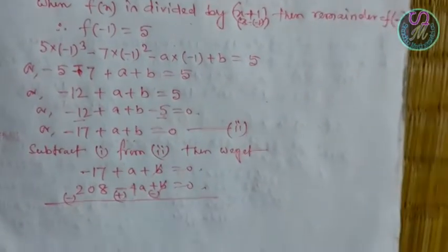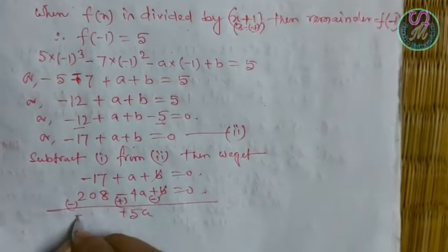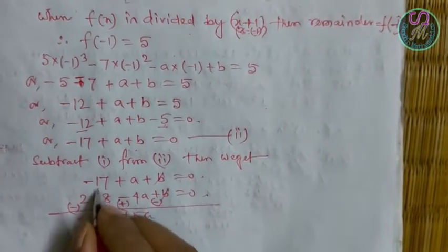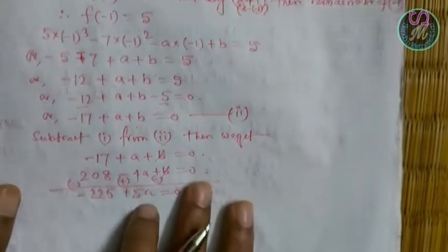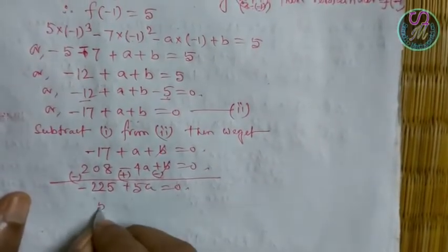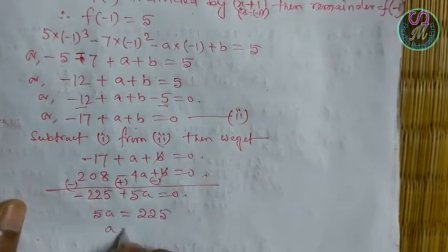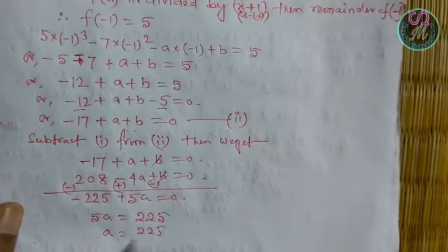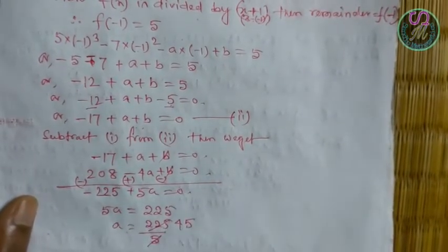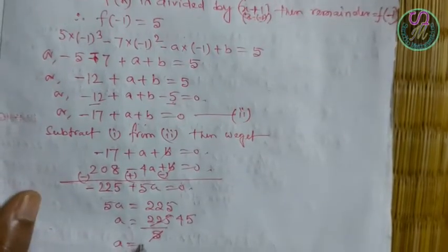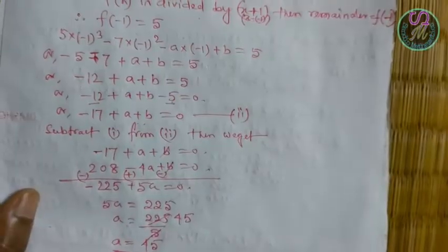So b cancelled. Now this one is the plus 5a, and this one is 8 plus 7, 15, 2 and 2, this one equal to 0. So we can say that 5a, this one equal to 225. So the value of a is 225 divided by 5. 5 into 4 and 5. So the value of a is 45. Now we have to find the value of b.